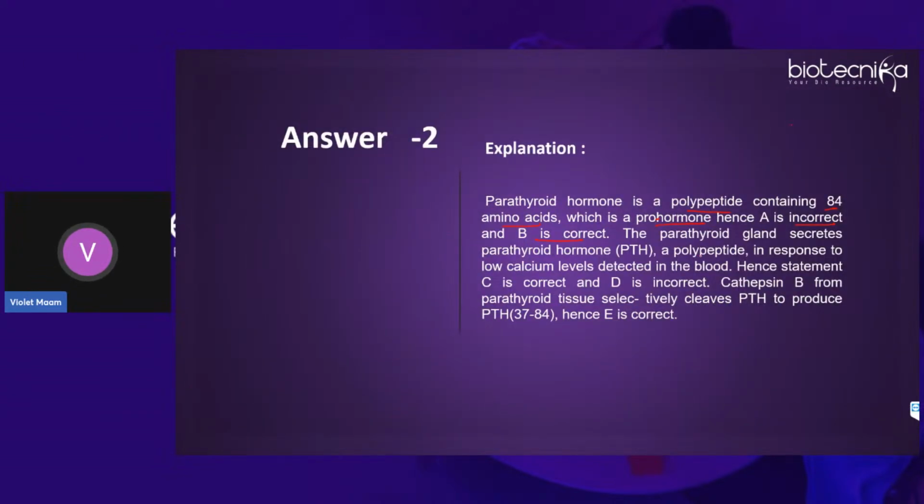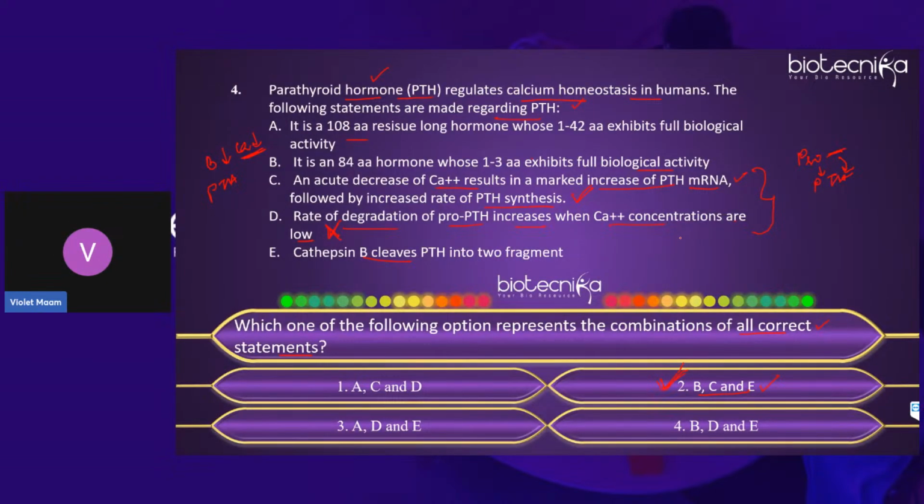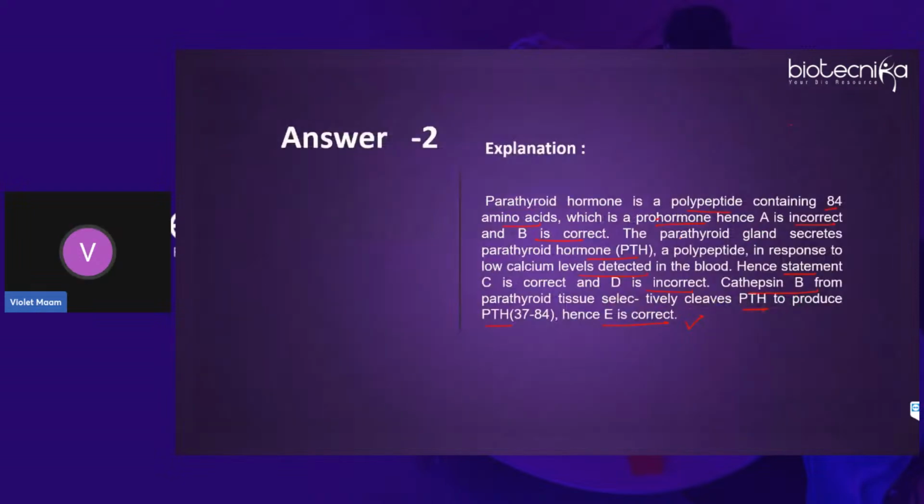And then we understood why C is correct. The parathyroid gland secretes parathyroid hormone, a polypeptide, in response to low calcium levels detected in the blood. Hence, statement C is correct and D is incorrect. And cathepsin B from parathyroid selectively cleaves pro parathyroid hormone to produce parathyroid hormone. Remember this. Hence, E is correct. So it is cathepsin B that will cleave this pro parathyroid hormone. So the right answer is option 2. It looks complicated, but it is not, if you know the functions. Let's move ahead and see the next question.